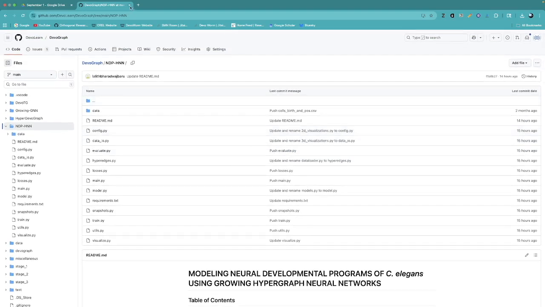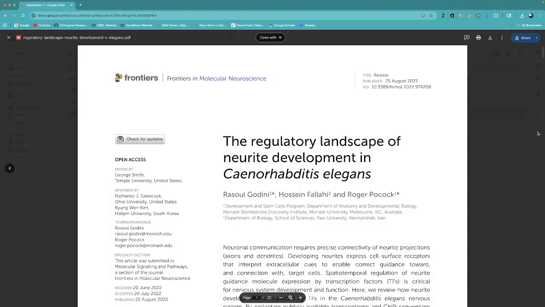So the first paper for today is this paper, The Regulatory Landscapes of Neurite Development in C.